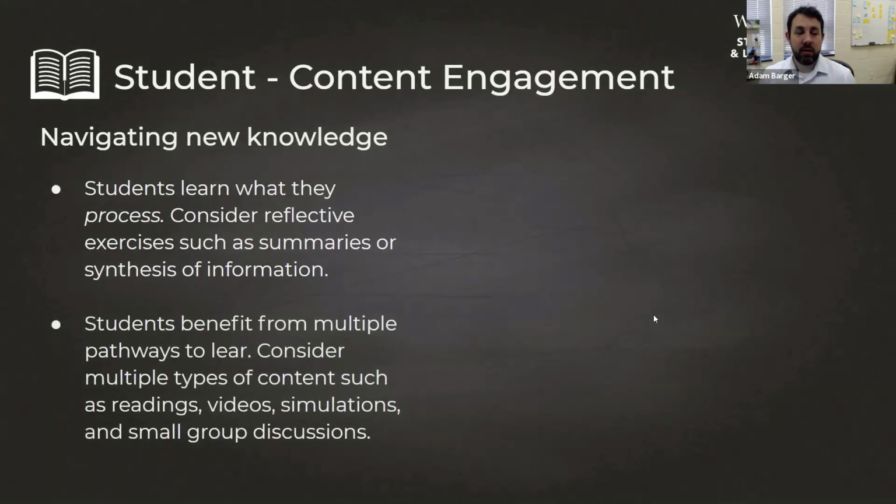The second idea to remember is students benefit from multiple pathways to learn. Sorry about that typo there. So one way to think about this is presenting your material in more than one way. Consider multiple types. If you give a reading on a topic, maybe also give some sort of summary video or annotations or some sort of learning object that covers the same ideas as that reading. This is good for everyone, not just learners who might need different pathways. Everyone benefits from having information and content presented in different ways.